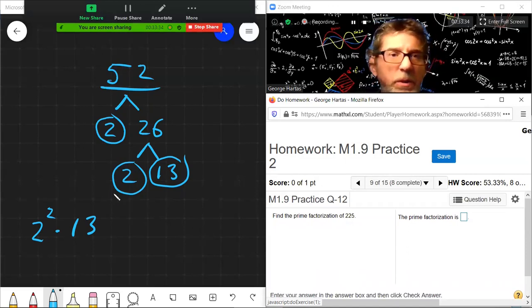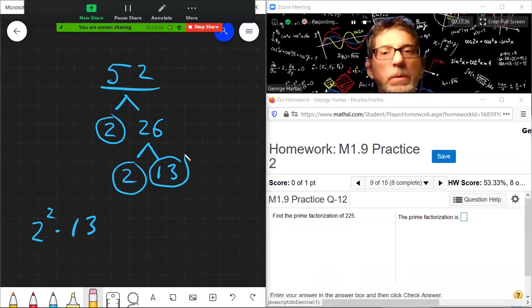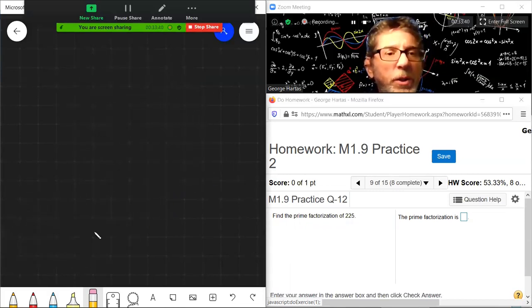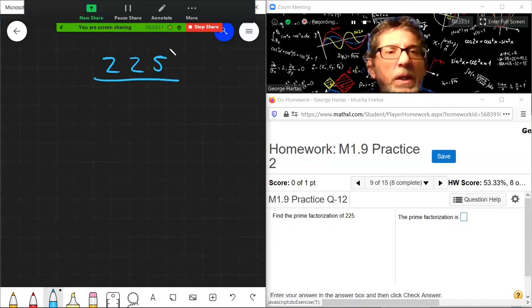Now here they don't tell us anything about using exponential form, so we have to assume they just want the dot version all the way through, the prime factored form without any exponents. 225. This 5 is staring right at me. I know for a fact 5 times something is 225. I just don't know what that is. I'm about to find out.